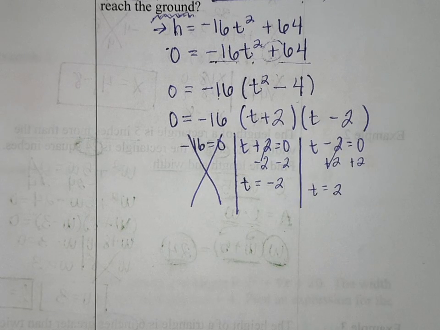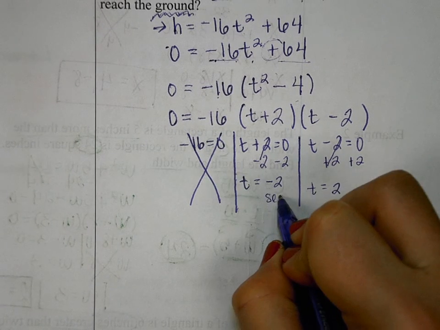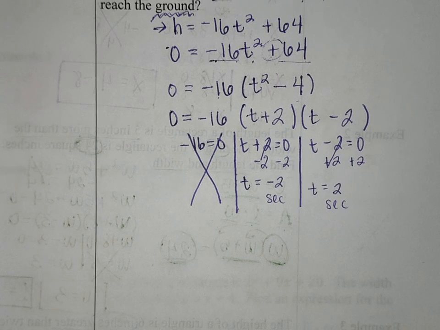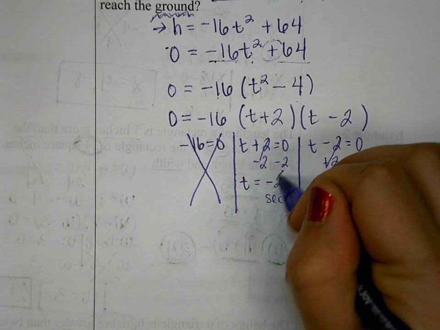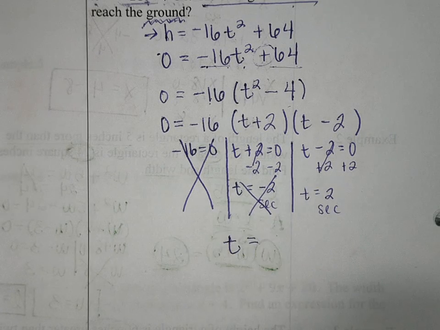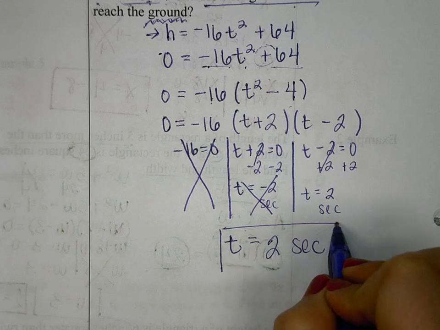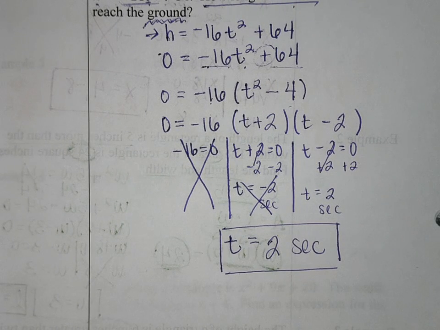Now, Zach, will you say that again one more time? You can't have negative 2 seconds. Yeah, t is time in seconds. Is there such thing as negative time, guys? No, so this is also not an answer choice. So how long does it take for the ball to reach the ground? 2 seconds.